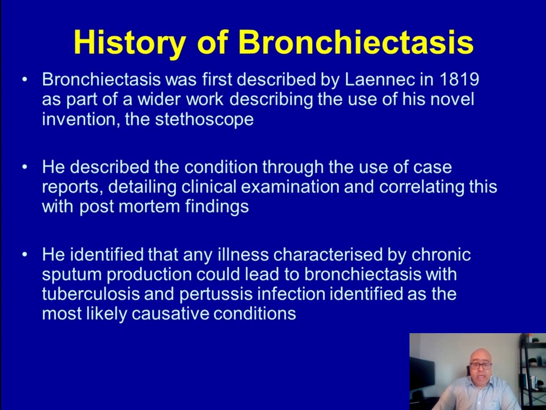In terms of the history of bronchiectasis, Laennec, who is responsible for a lot of discoveries with respect to respiratory medicine, was also the person who identified bronchiectasis as an entity in 1819. He described the condition through a series of case reports, especially looking at patients post-mortem. He also made the connection between an illness characterized by chronic sputum production, as well as previous infections such as TB or whooping cough, and labeled the condition as bronchiectasis.